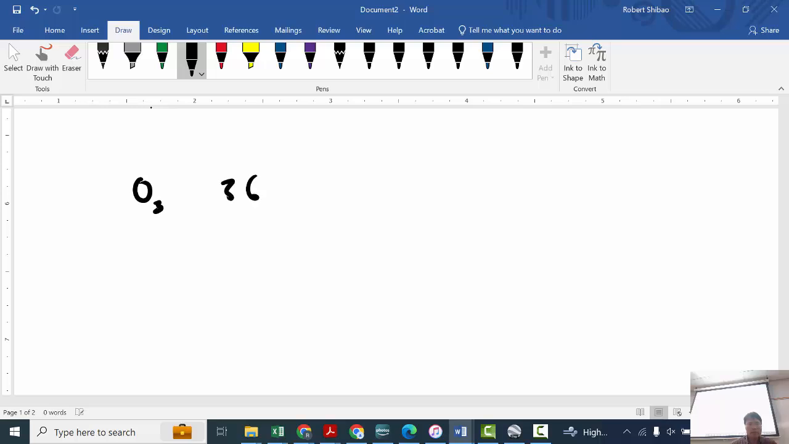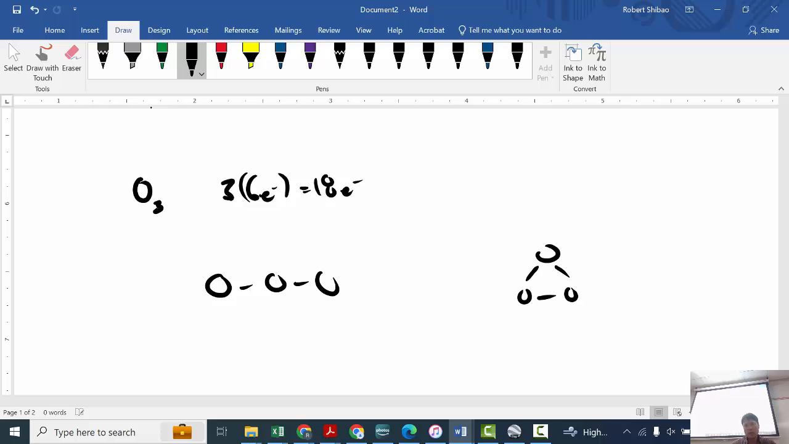So ozone has 3 atoms times 6 valence electrons each. That gives us a total of 18 valence electrons. To draw the Lewis structure, we have 2 choices. We could do a ring structure like this, or we could just do a chain structure like this. This ring structure is highly unstable. A 3-membered ring like this forms a triangle and is going to have a weird bond angle. The weird bond angle is going to be 60 degrees, meaning that this is unstable. So we should try to avoid this if possible. This would be a better structure.